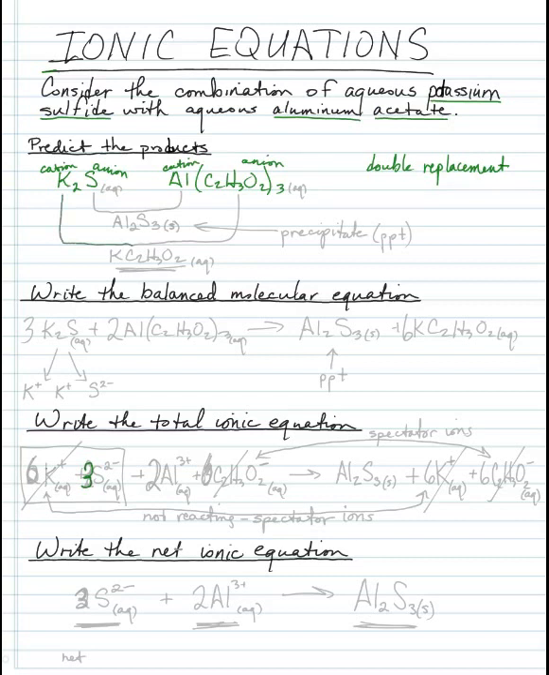Now, in swapping partners to get the products, we need to be careful to take the cation from one compound. Oh my goodness, we have an alarm going off here. Let me shut that off. And the anion from the other compound. Put them together, and we'll have potassium together with acetate. Notice I don't bring the subscripts along. I don't have to have two potassiums for every acetate like I do for the sulfide. I don't need three acetates for my potassium like I do for the aluminum.